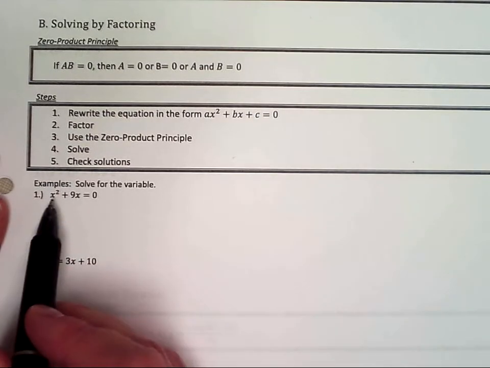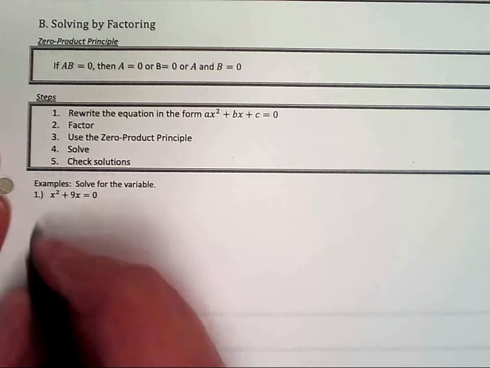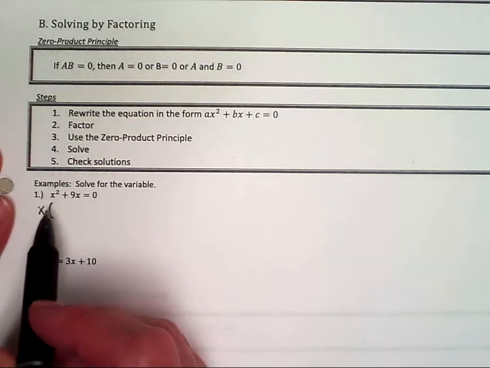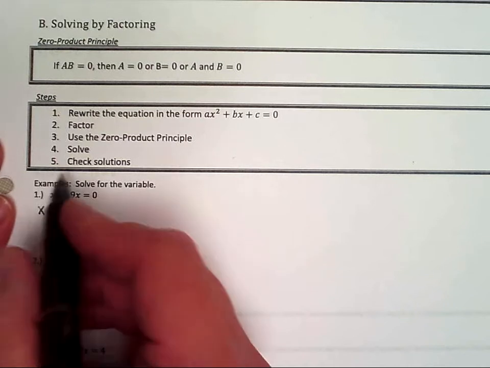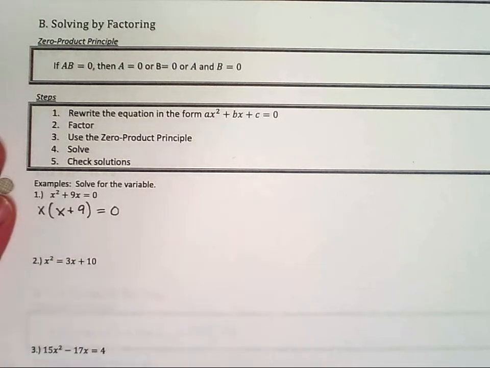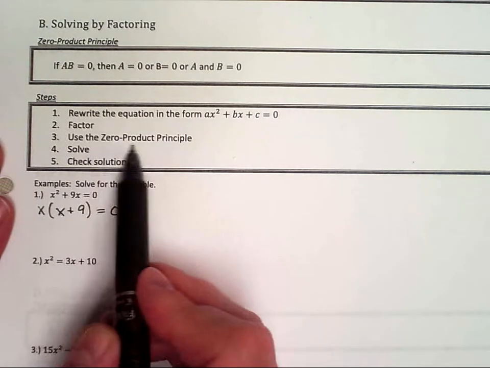Good. So Jabari says take out an x. What do I have common between the two? I have an x, right? So I can take out an x. If I take out the x, one of the x's, what do I have left? x plus 9, and that equals 0. So I've factored, right? And I'm going to use the zero product principle.